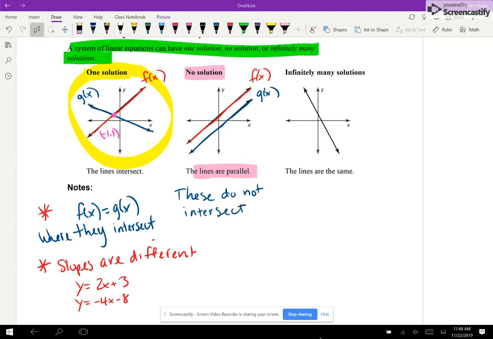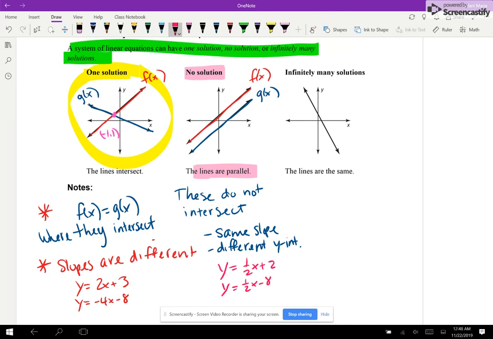These systems actually have the same slope, but you're going to see that they have different y-intercepts. If I were to randomly make up a couple, I would say y equals 1/2 x plus 2, and y equals 1/2 x minus 8.